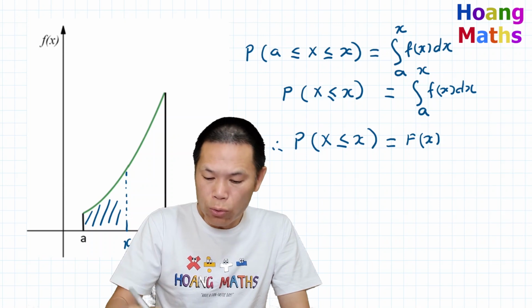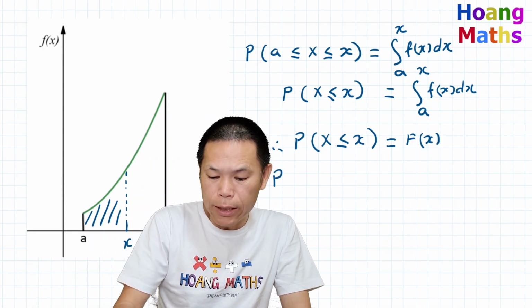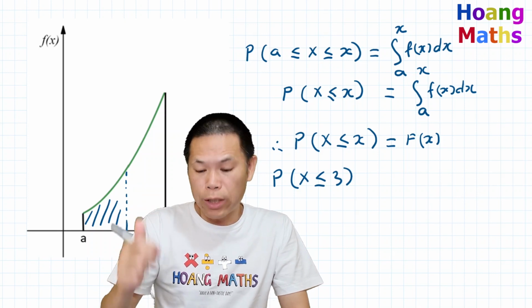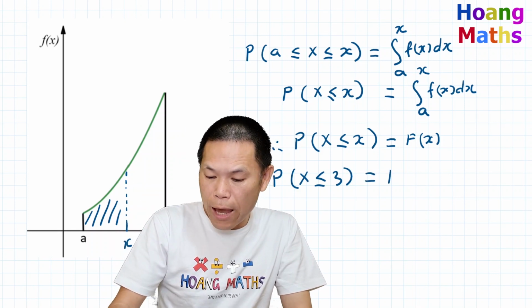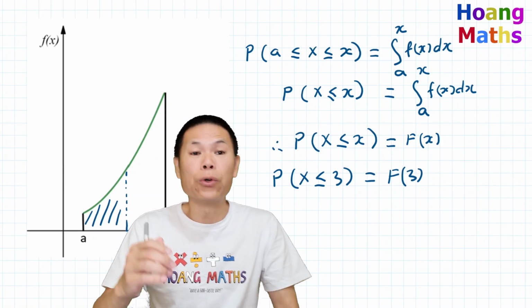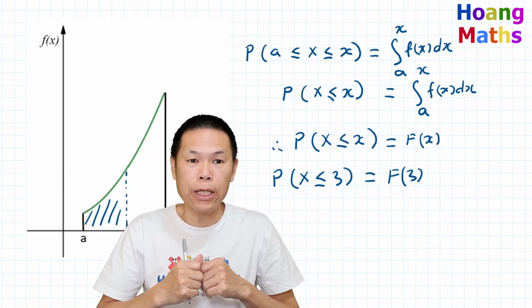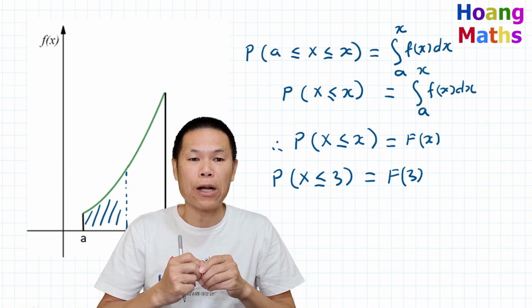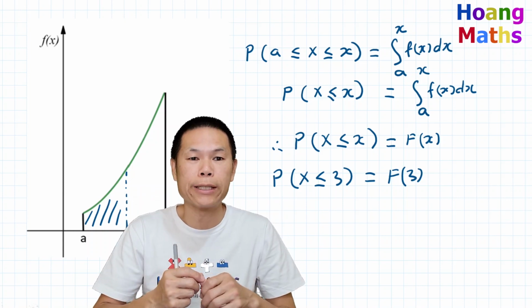For example, if I want to work out the probability that X is less than or equal to 3, that will be equal to F of 3. Keep that in mind. That's how it works in cumulative distribution functions. So let's go through a couple of examples.